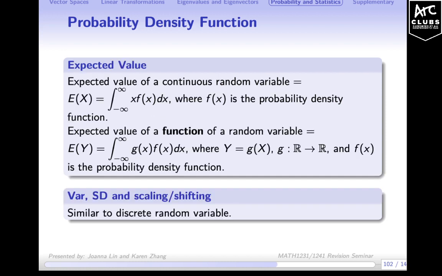If you can understand the discrete random variable and how it works with expected value, then the continuous random variable should be pretty simple as well. Instead of the summing notation, you have the integral notation. So you're looking at the integral from negative infinity to infinity of x f(x) dx for the expected value. Again, if it's a function, you're looking at g(x), where y is equal to g(x). And again, for the scaling and shifting, it's similar to discrete random variables, so nothing changes in that aspect.